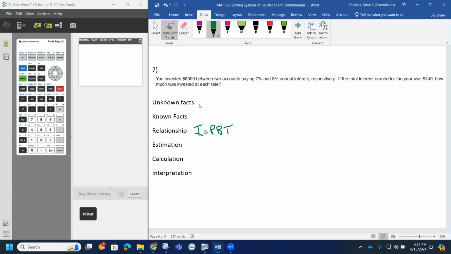Now, the catch is we don't know how much we're investing in each account. But we do know 6,000 altogether. So if I say X is what was invested in one account, X is invested in account one, the remaining amount, in other words, 6,000 minus X has to be what was invested in the other account.